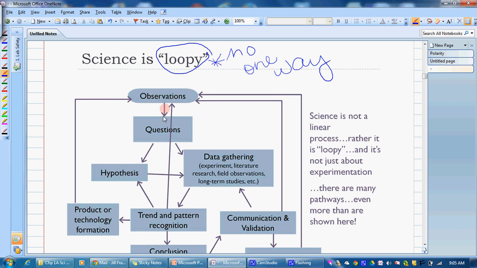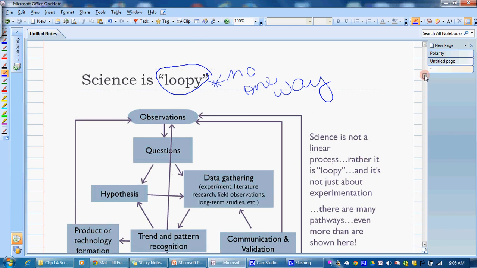Okay, so we could take observations. We might do that first and then go to a question that comes up from seeing an observation. Then we make a hypothesis, or sometimes we would go directly to gathering data. If something's happening right that second and you have to have that data right then and there, then you need to be able to do that right away.